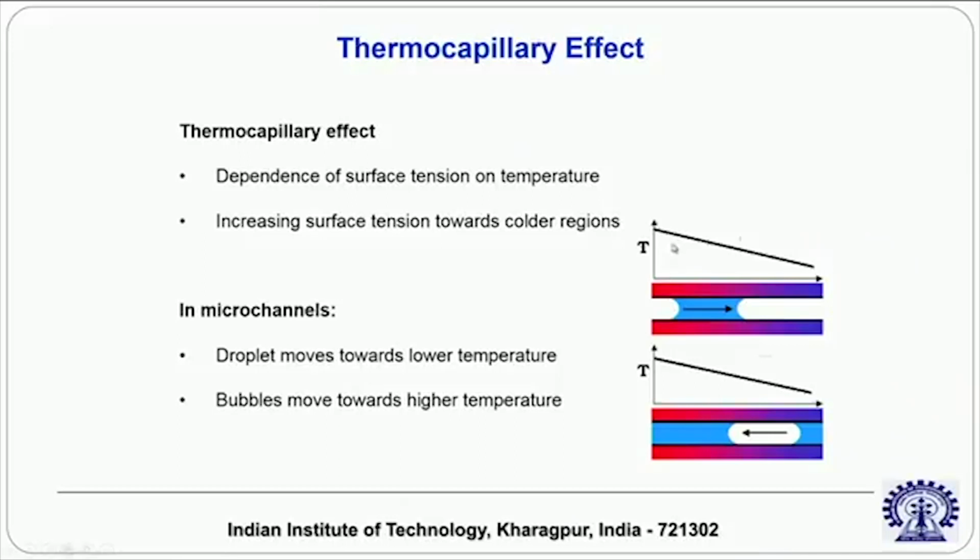If you create a temperature gradient on the surface, this end of the droplet is at higher temperature, that means lower surface tension, and this end is at a lower temperature, so higher surface tension, that means the droplet will migrate in this direction. For the gas phase the surface tension dependence with temperature is different, so a bubble, if it is there, will move in the other direction.